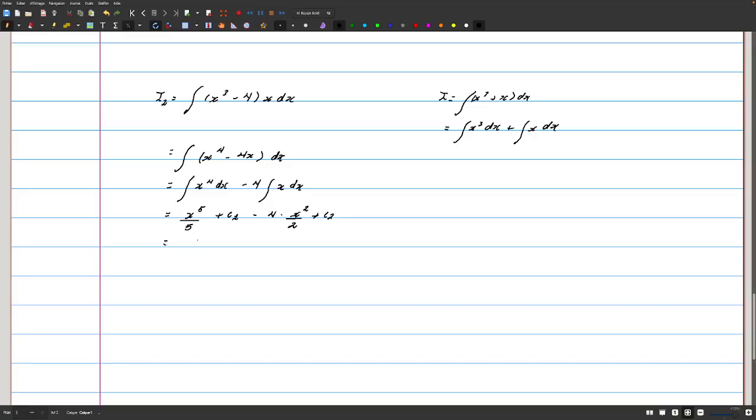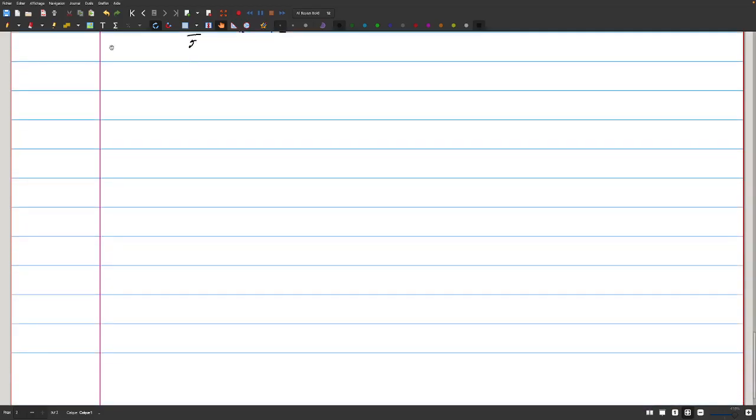This continues, so it's x to the 5 over 5 minus 2x squared plus c. So that's the answer to this integral. A lot more simple than it looks. So you really just have to take a step back at times and just analyze what you're really doing. Now for the final example.